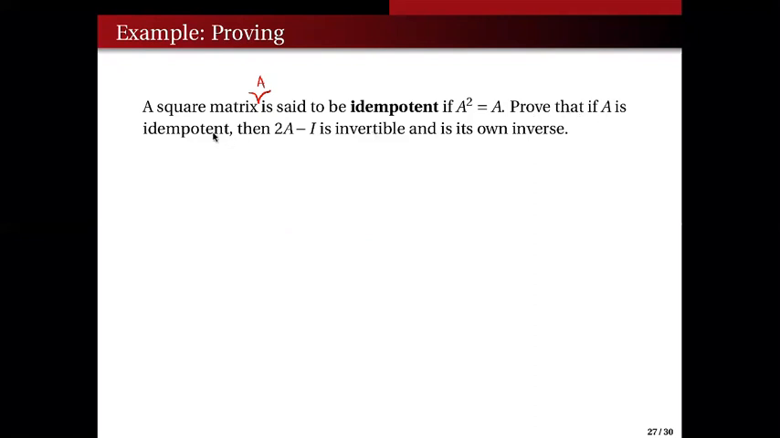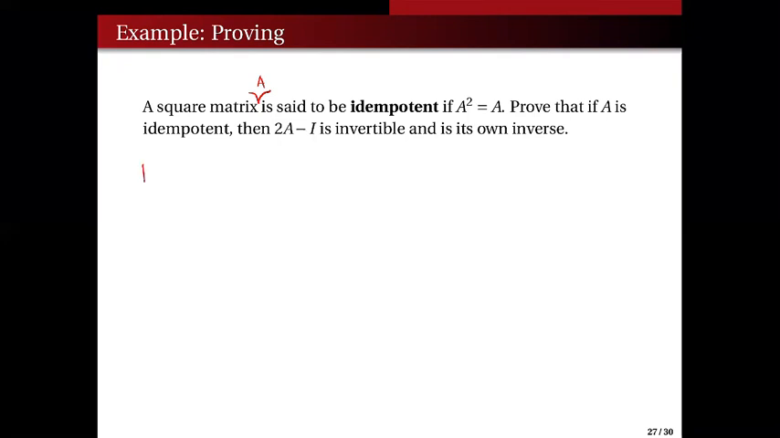Prove that if A is idempotent, meaning it follows this condition, then 2A minus I is invertible and is its own inverse. Okay? So if A is idempotent, then 2A minus I is invertible and its own inverse.